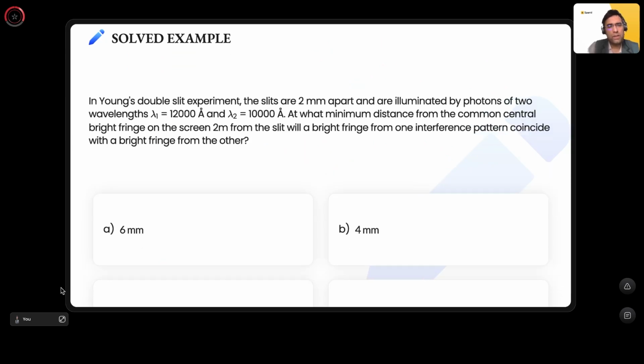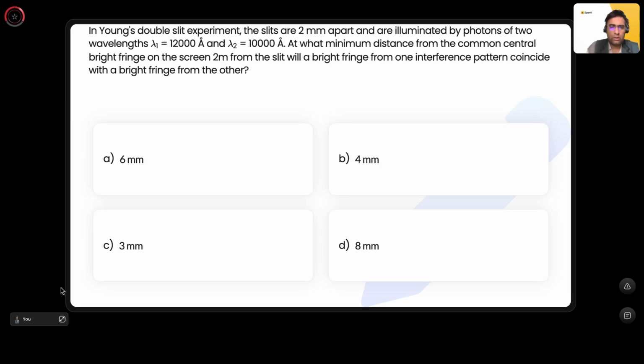In Young's double slit experiment, the slits are 2 mm apart and are illuminated by photons of two wavelengths lambda 1 and lambda 2. At what minimum distance from the common central bright fringe on the screen 2 meter from the slit, the interference pattern coincide? See, if the interference pattern is coinciding, हमें पता है कि y दोनों के लिए सेम होगा, y1 will be equal to y2. तो उससे हम लिख सकते हैं n1 lambda 1 will be equal to n2 lambda 2.